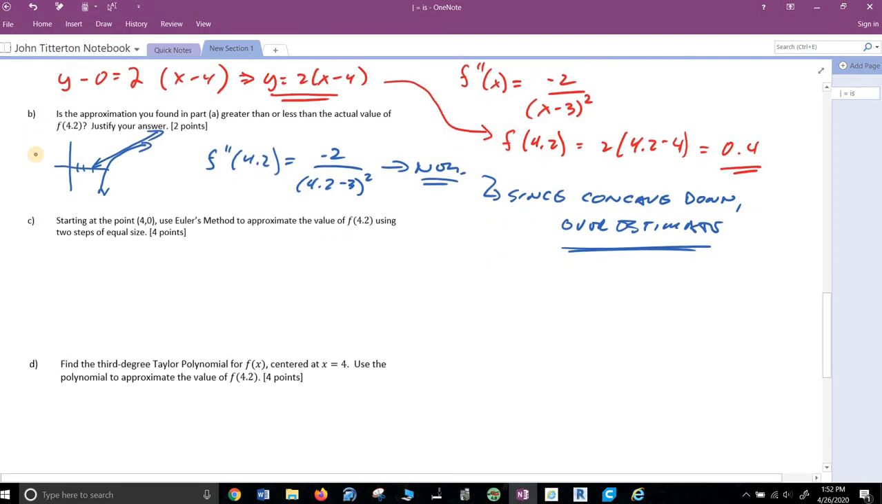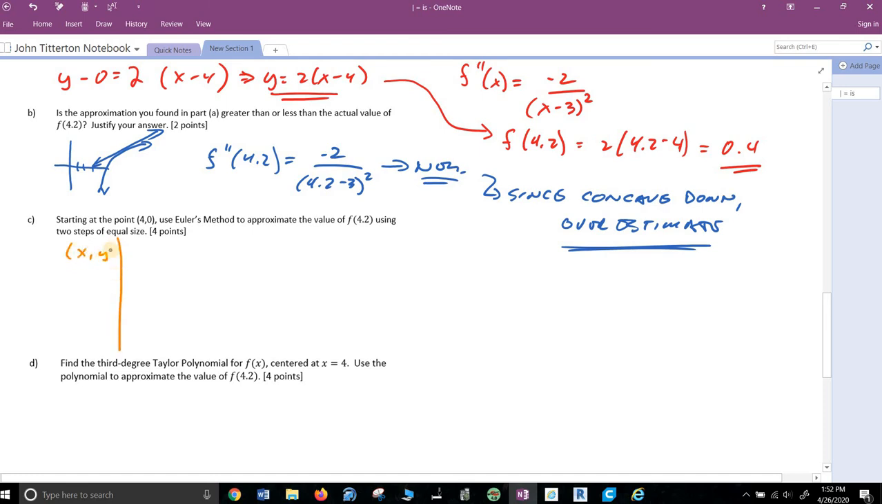Starting at the point 4, 0, use Euler's method. So here we go. X comma y, delta x, which is 0.1, and the initial point is 4, 0.